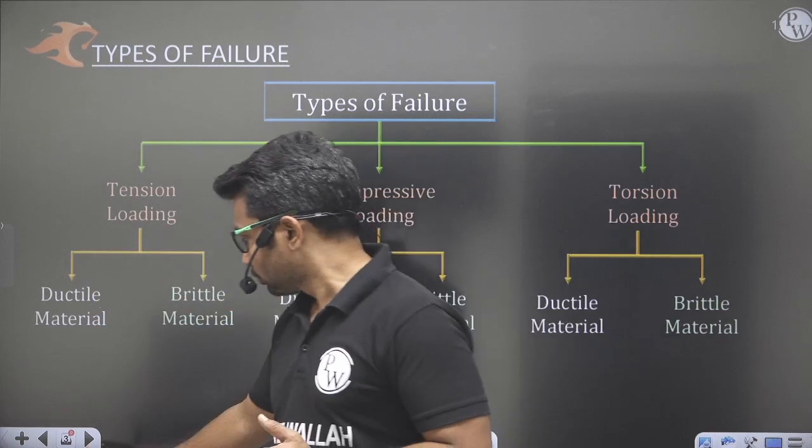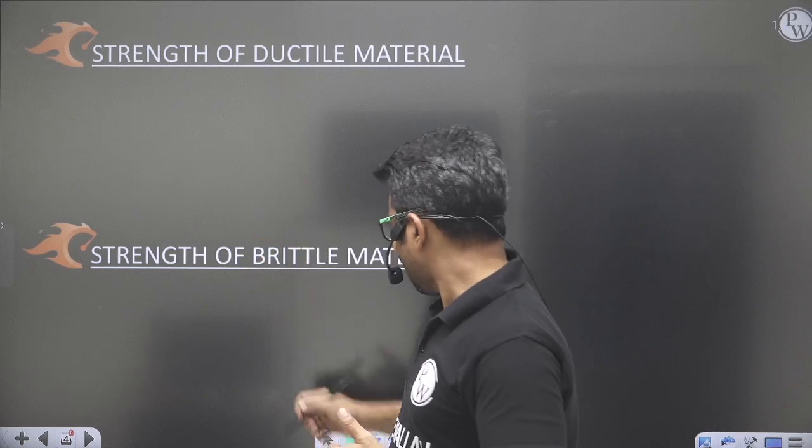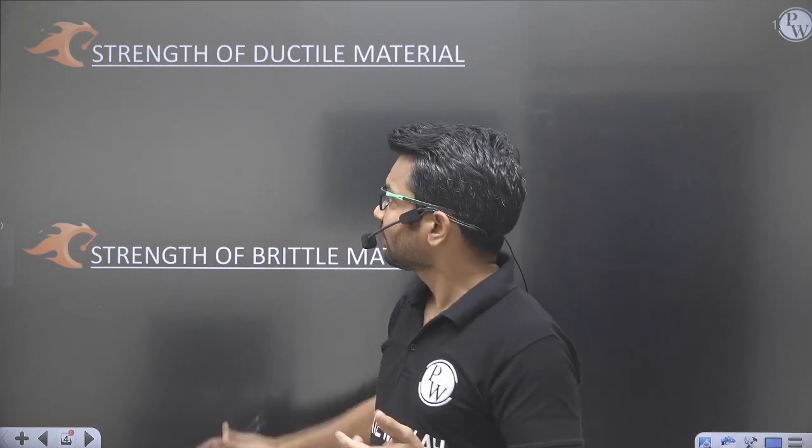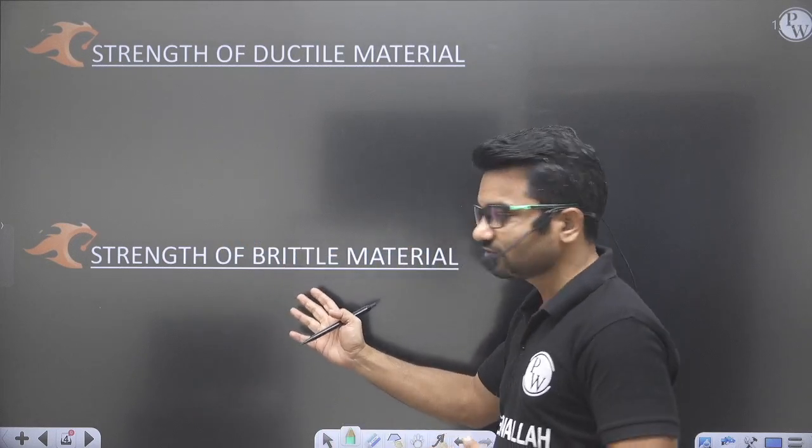Before applying these types of loadings on these materials, let us see how strong ductile materials are in compression, how strong they are in tension, and so on. What are the relative strengths in tension, compression, and shear, and what is the relative strength of brittle material in tension, compression, and shear?